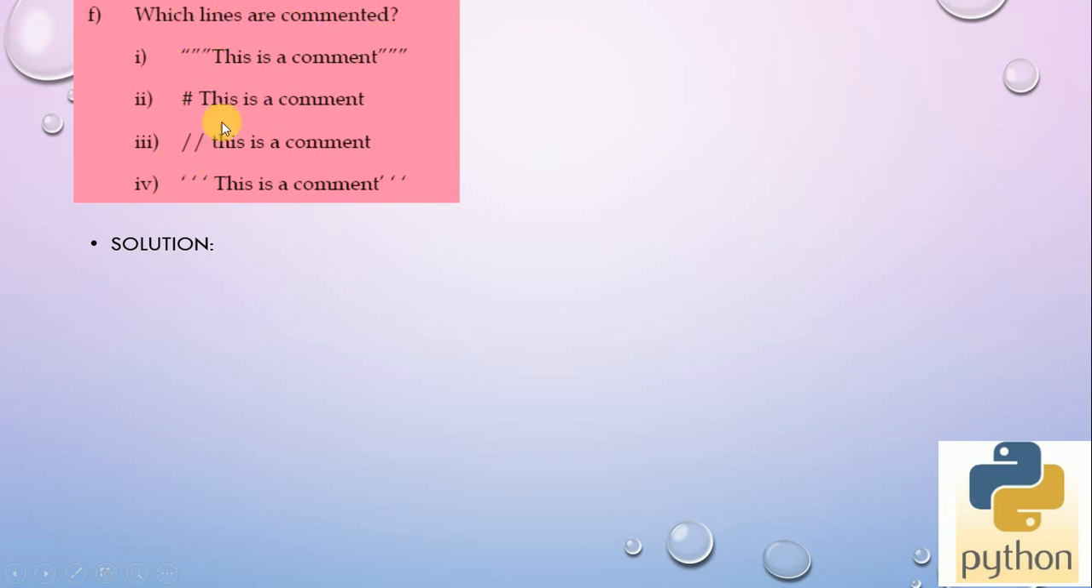Next question. Which lines are comments? So we have 4 options. Here there are 3 double quotes at the starting and ending of this comment. Then here is a hash symbol. This is a double slash. Here 3 single quotes. So which of them are correct? This one is correct, right? Because we can represent a comment using 3 double quotes. This one is also correct. So the correct answers are 1 and 2. Clear?